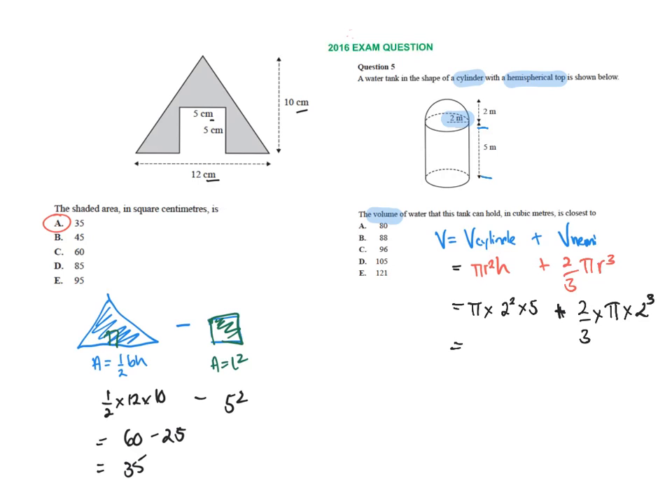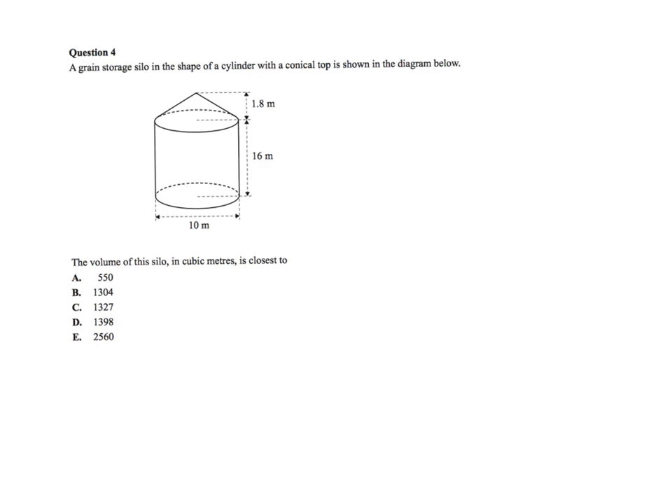Okay, so I end up with 79.6, so I'm going to say it is 80. So, sorry, what are we doing? Volume. So it'd be 80 meters cubed. Okay, so that's A. There's the volume. Okay, go on to the next question.